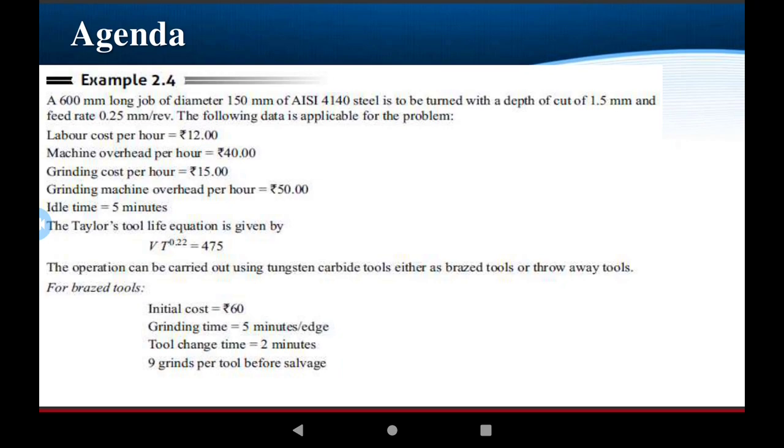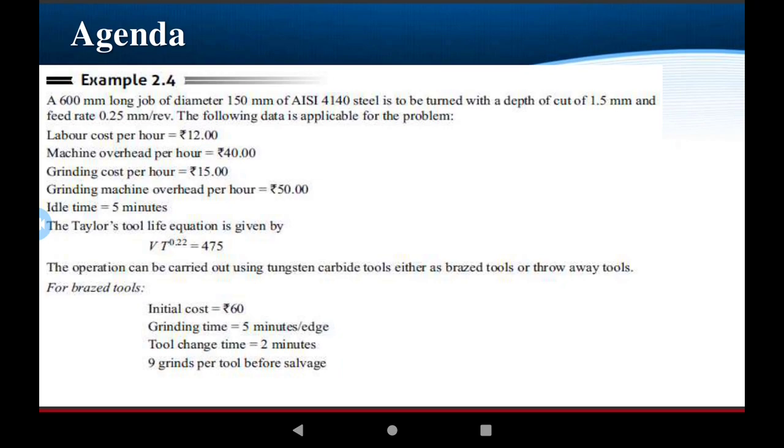475. The operation can be carried out using tungsten carbide tools and also brazed tools. For the brazed tools, initial cost is 60 rupees. Grinding time is 5 minutes per each grind. Tool change time is 2 minutes and 9 grinds for the tool.